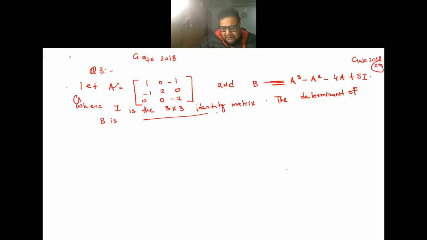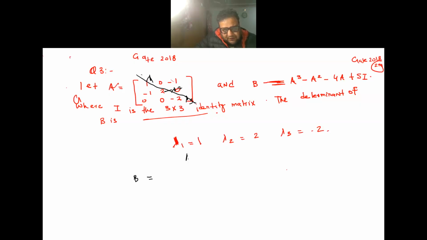If you look at this, first of all, just get the eigenvalues of A from the trace, right? If you just look at the diagonal elements, this is my lambda 1, lambda 2 is 2 and lambda 3 is minus 2. You can just look at the diagonal over there. Now you just need to substitute these in the equation for B.